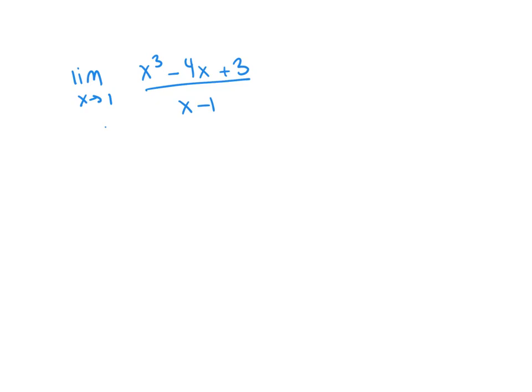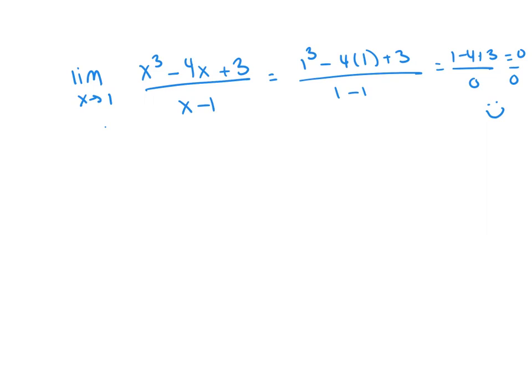But again, the first thing we always check is that we plug in and see if we even need to do that. So we have 1 cubed minus 4 times 1 plus 3 over 1 minus 1. So let's see, that's 1 minus 4 plus 3. Yep, that's going to be 0, and my denominator will also be 0. So I have this indeterminate form of 0 over 0. And again, that's going to make me happy because I know I can do something to it.